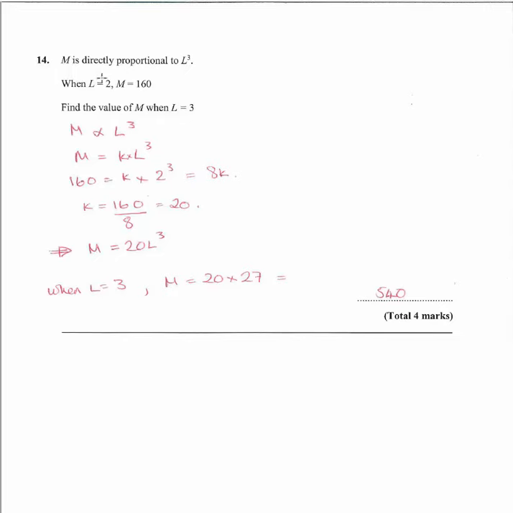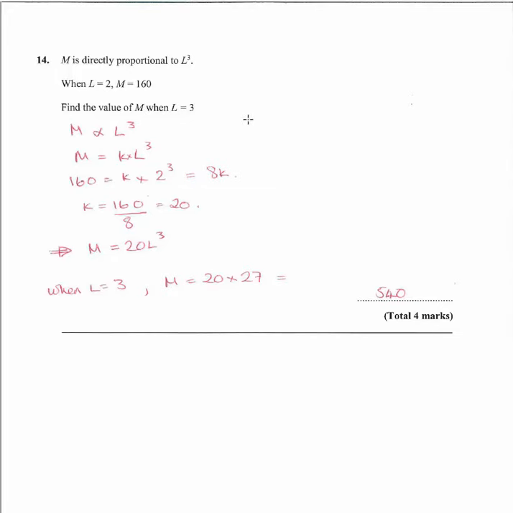Okay, in question 14, we've got a proportional question. These questions, as I said to you before, they're so similar. Once you've got them nailed, you've got guaranteed marks. So it says m is directly proportional to L cubed. When L is 2, m is 160. Find the value of m when L is 3.